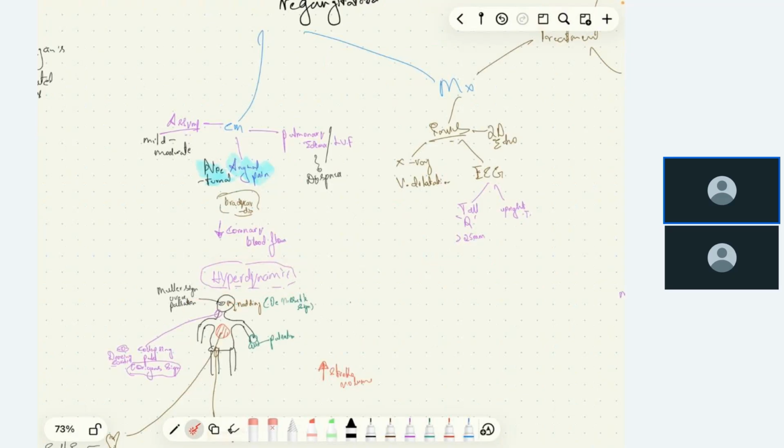We have so many signs. In that, I have taken De Musset's sign, Müller's sign, and Corrigan's sign for discussion. I think two to three signs should be okay for us.